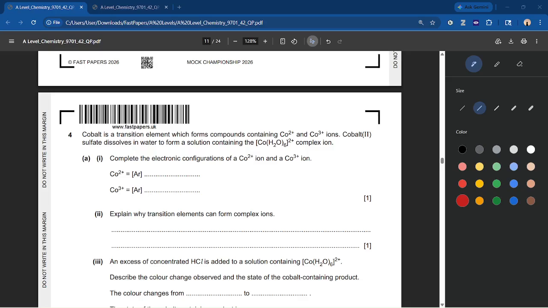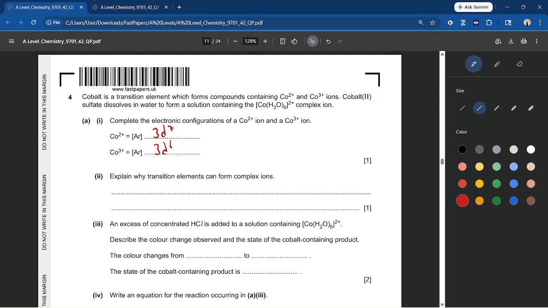So we're moving on to now writing down. Cobalt is a transition element which forms compounds containing cobalt 2 plus and cobalt 3 plus ions. Cobalt sulfate dissolves in water to form a solution containing the cobalt hexaaqua complex ion. Complete the electronic configurations of the cobalt 2 plus ion and cobalt 3 plus ion. I hope you remember the trick for this question: cobalt 2 plus is 3d7, but cobalt 3 plus is 3d6. We've already answered this before, so I'm not going to do it again.